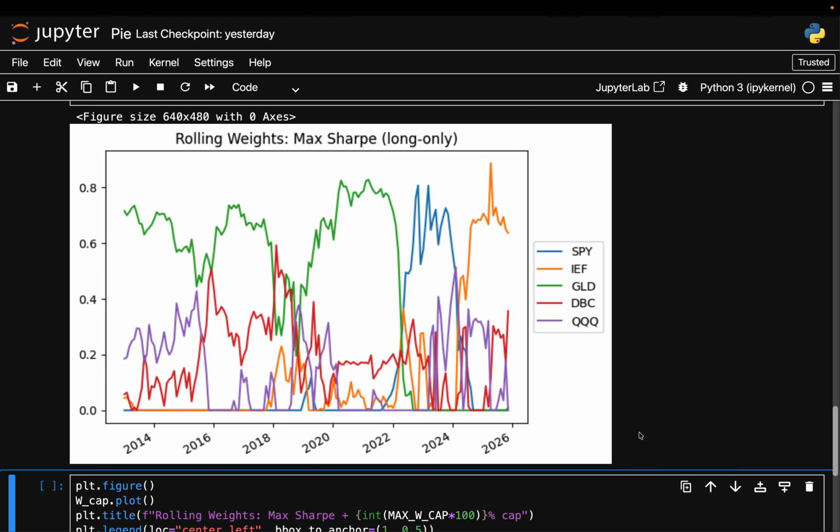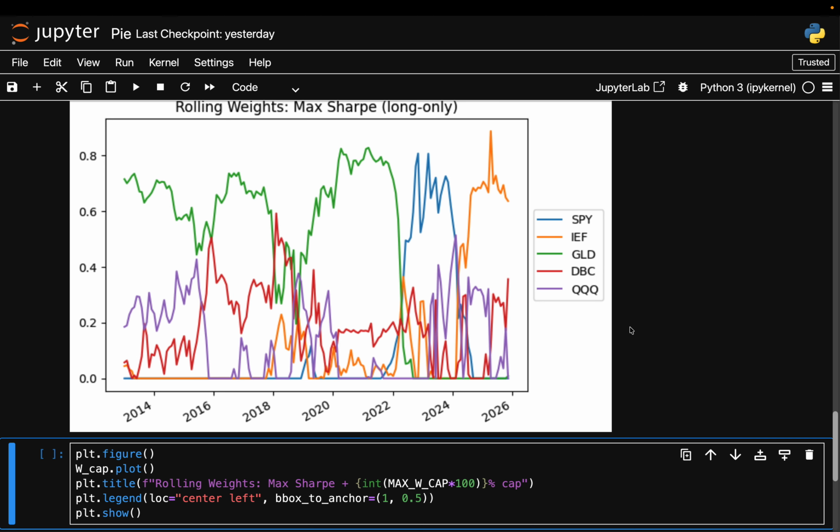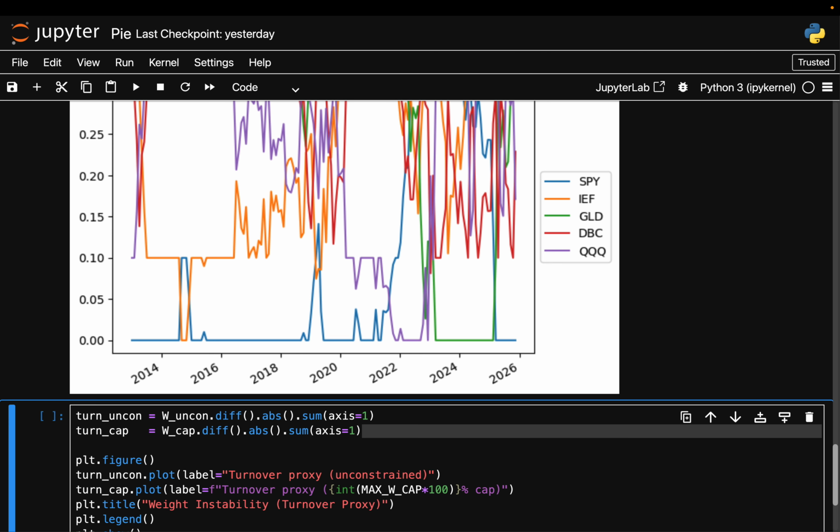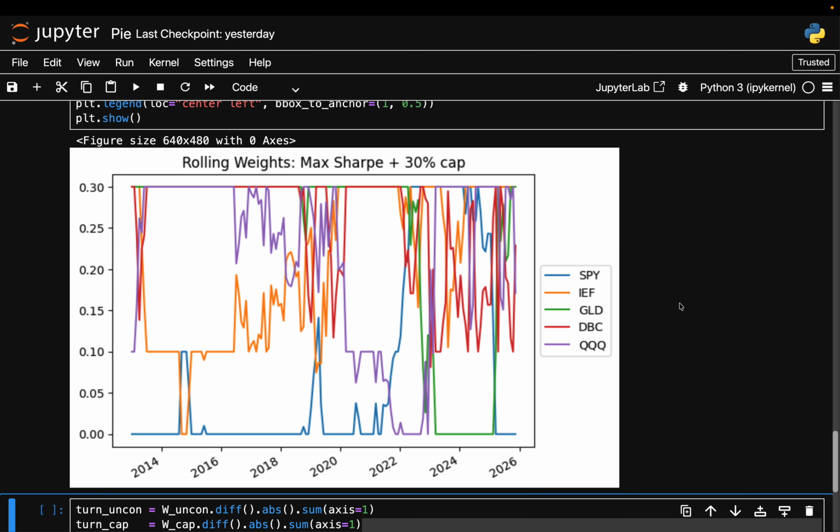Now, let's take a look at the same for the capped portfolio. So this is the same chart here. And this already looks quite different to the previous one. The first thing you'll notice is that the extreme spikes are gone. No single asset really dominates the portfolio anymore.